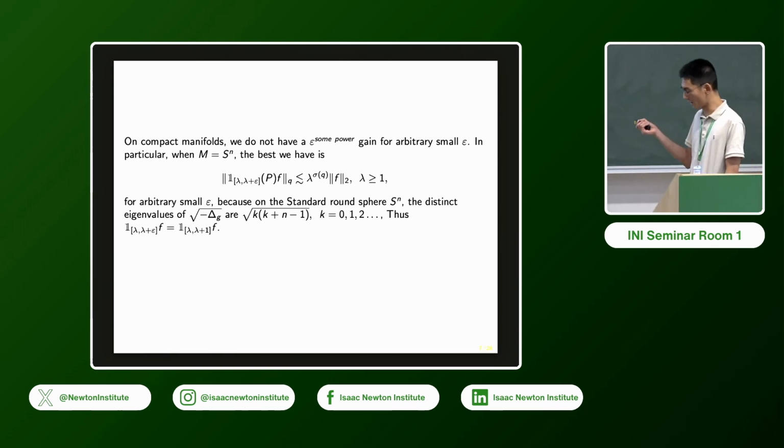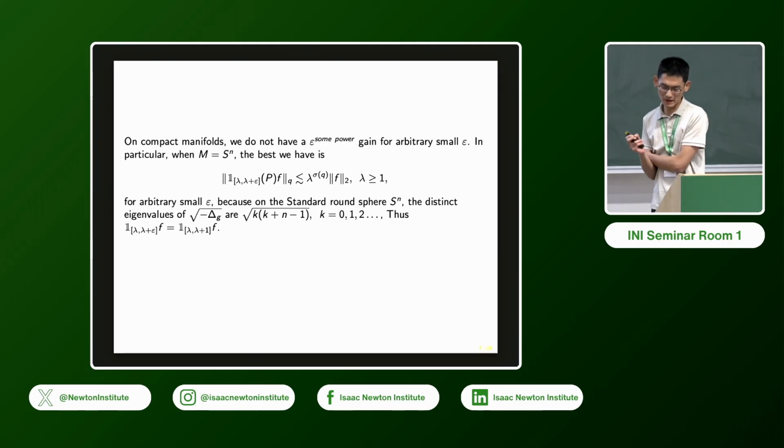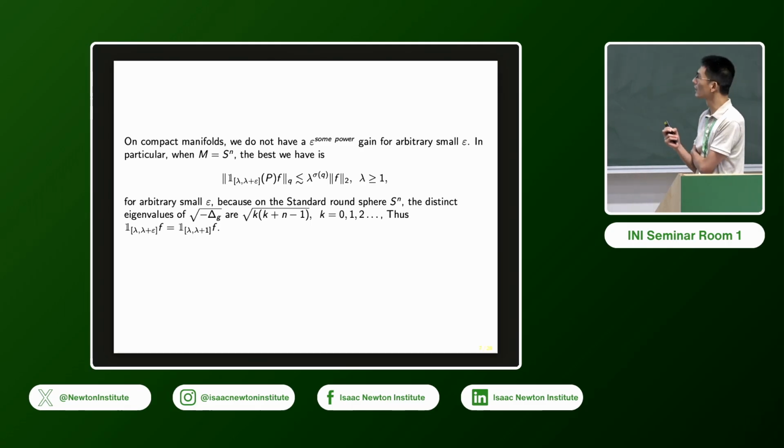So on the sphere, for instance, if lambda equals the square root of k times (k plus n minus 1), the spectrum of the Laplacian, then the projection operator of epsilon window is essentially equal to a unit interval. So the question is, for smaller intervals and for manifolds other than a sphere, what can we have, and what is the best power of epsilon we can have?